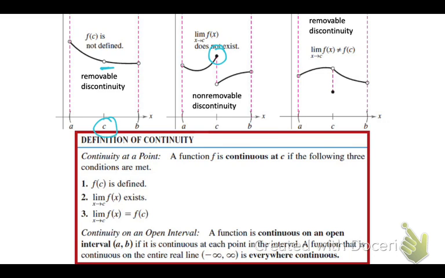Number 3. Does f of c, is it defined? Yes, because we have that hanging chad right there. Is the limit of f of x as x approaches c, does that exist?